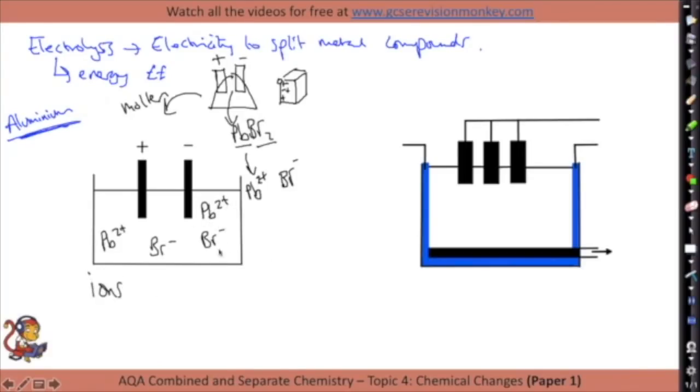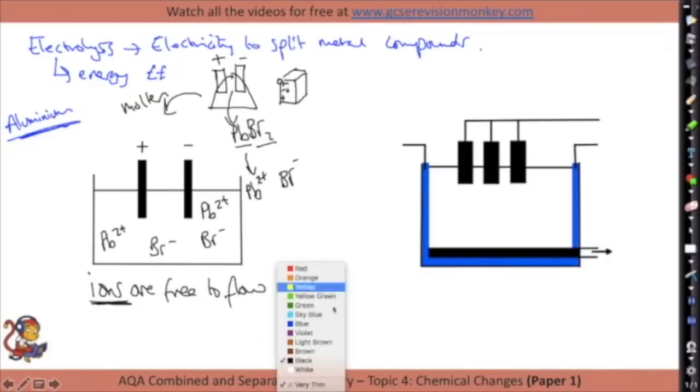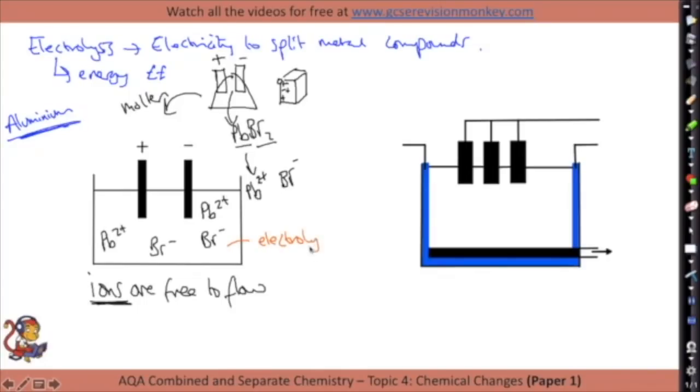This is not talking about electrons flowing in this liquid here. We are talking about ions that are free to flow. So please don't write electrons. Make sure you're talking about ions. This liquid here is called the electrolyte. And these are the two electrodes. You've got a positive electrode, otherwise known as the anode. But if you don't remember that, just write positive electrode. And the negative electrode, which is the cathode. And this, as I'll show you later, is connected up to a DC supply.